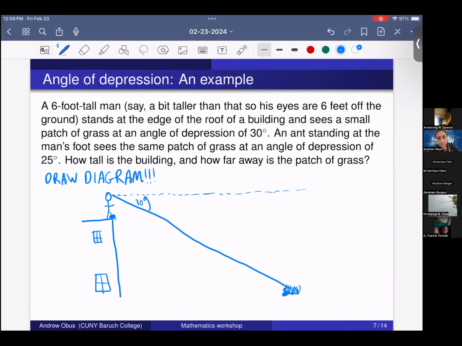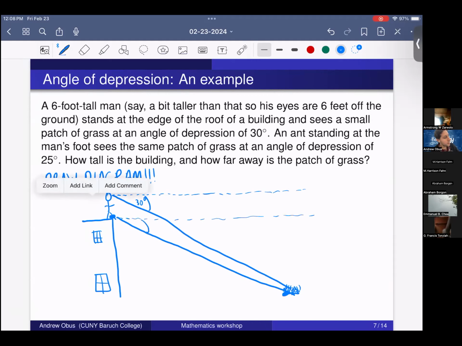Now an ant is the same place here, but is 6 feet lower. This ant sees the grass. I'm going to draw this right here. And this ant has his own angle of depression, which here is going to be 25 degrees. And the other thing that we know is that the man's eyes are 6 feet above the ant's eyes. So we'll call that 6. And so the question is, how tall is the building and how far away is the patch of grass?